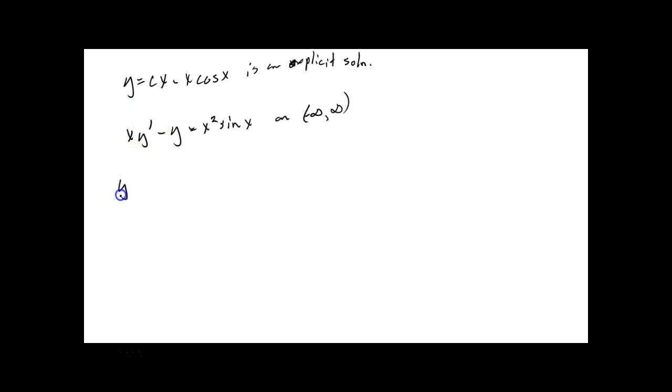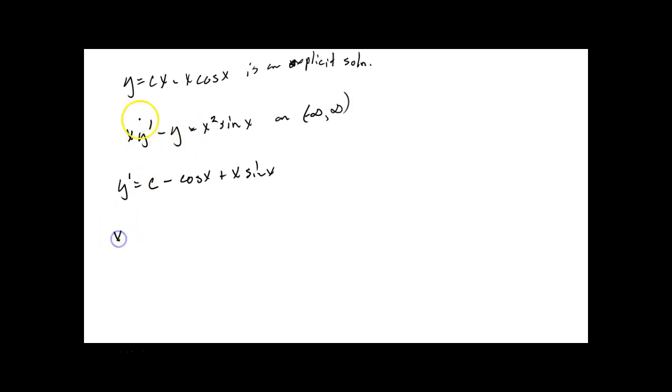Take a derivative. y prime is equal to c minus x times the derivative of cosine x, giving cosine x plus x times sine x. Okay, let's see if we got the derivative. Yeah, did it right. Now we need to plug this in and see if we do indeed get an identity.